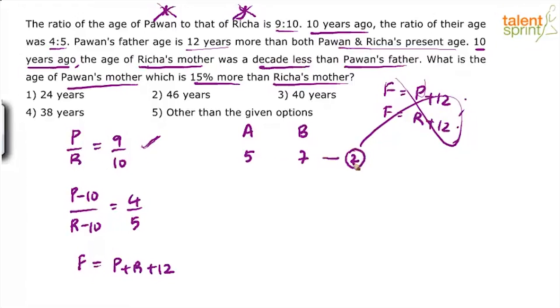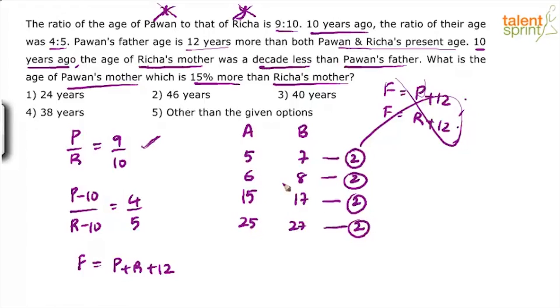2 years. Next year what happens? A's age will be 6, B's age will be 8. What's the difference in their ages? 2 years. After 10 years what would happen? A's age will be 15, B's age would be 17. What's the difference in their age? 2 years. After 20 years what would happen? A's age would be 25, B's age would be 27. Difference in their age is 2 years. After 23 years what happens? A's age will be 28, B's age will be 30. What's the difference? 2 years.